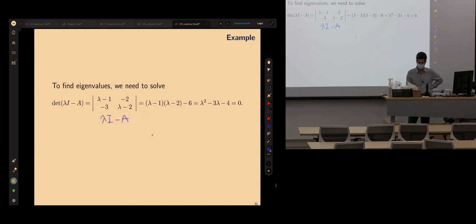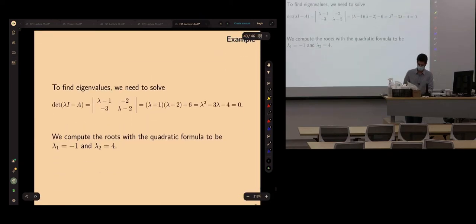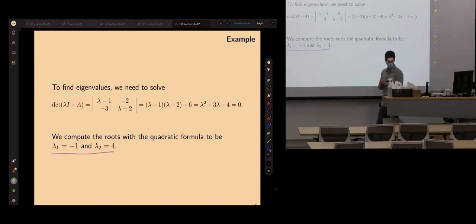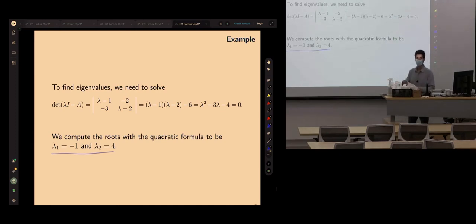lambda, A, B, C, D. You remember it's going to be AD minus BC. A quadratic equation. You can solve it by hand or Julia. You will find out that particular values of lambda equal to -1 and 4 are such that they will make the determinant of lambda I minus A be 0. Then there will be a null space for this, right? These particular choices of lambda will do that.